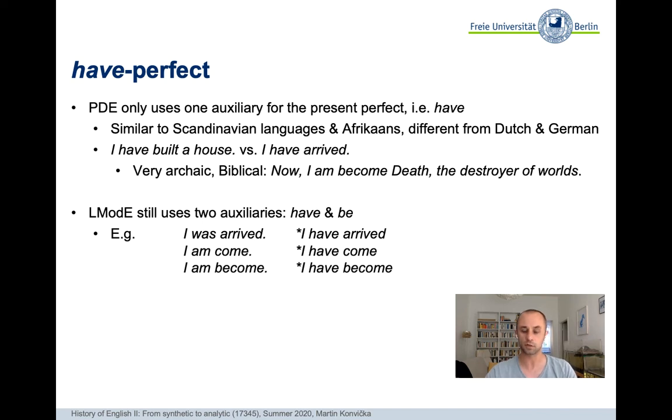And in late modern English, during the 19th and 18th centuries, we still have the system where there are two auxiliaries, have and be. In late modern English, "I was arrived," "I am come," and "I am become" would be the normal thing, whereas "I have arrived," "I have come," and "I have become" would be the progressive variant that is developing at that time.